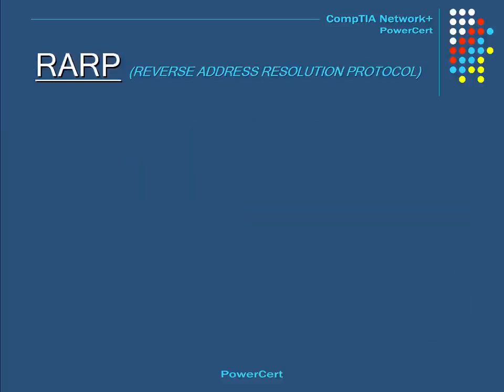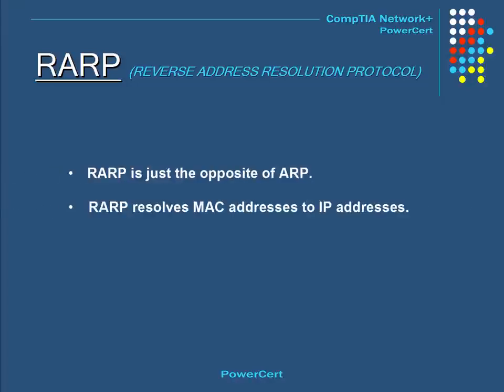Now this is called RARP, which stands for Reverse Address Resolution Protocol. And as you might have guessed, this is just the opposite of ARP. It's used to resolve MAC addresses to IP addresses.